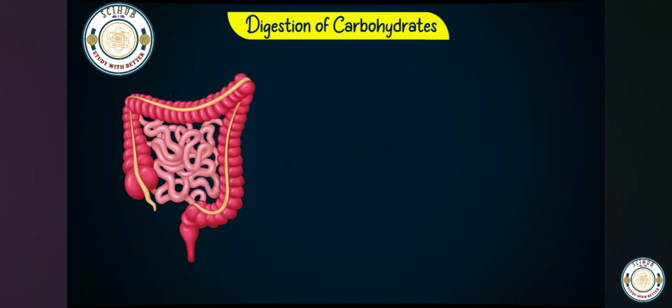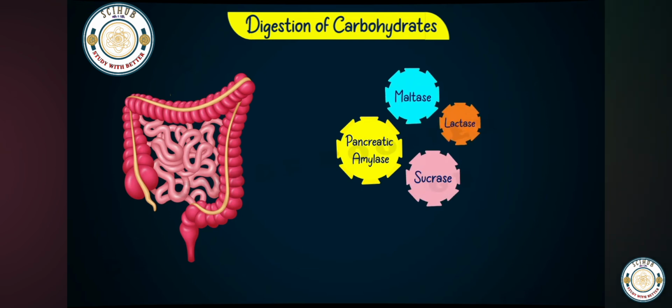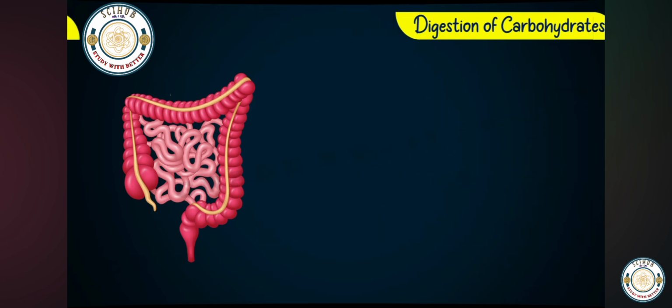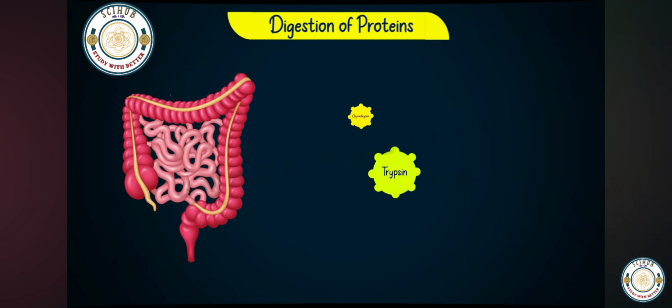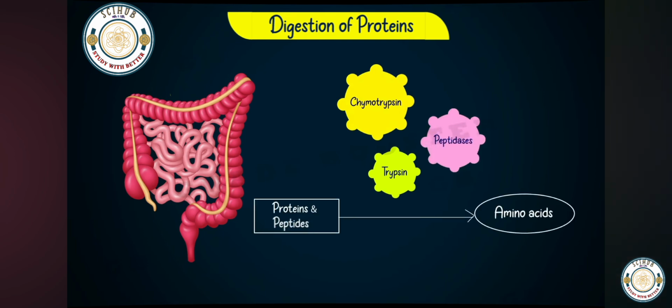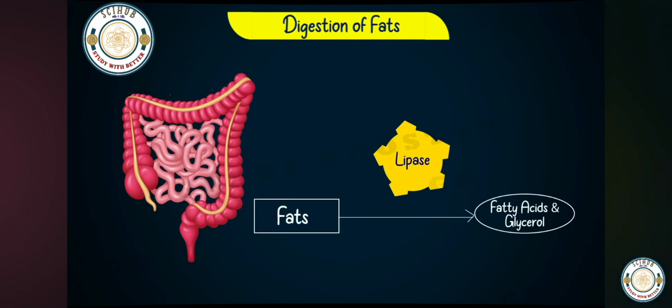In the small intestine, enzymes like pancreatic amylase, sucrase, maltase, and lactase digest the carbohydrates to simple sugars called glucose, galactose, and fructose. Enzymes like trypsin, chymotrypsin, and peptidases convert the proteins and peptides into amino acids. Lipase converts the fats into fatty acids and glycerol.